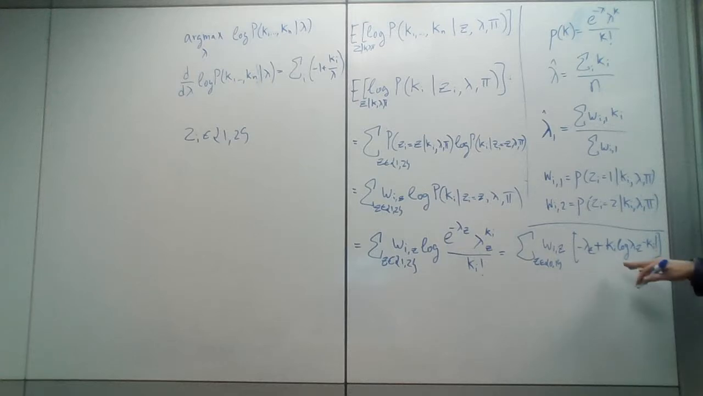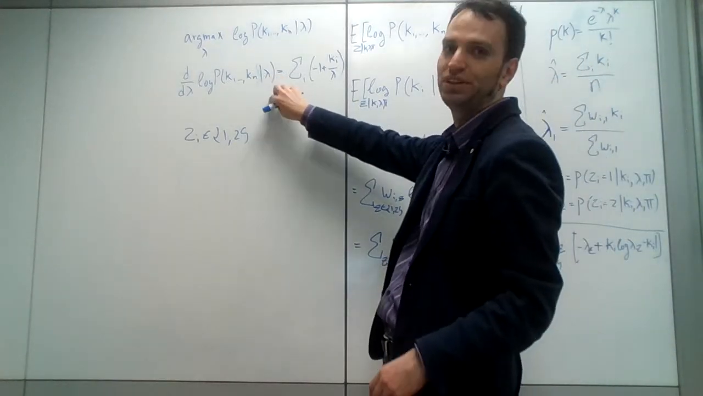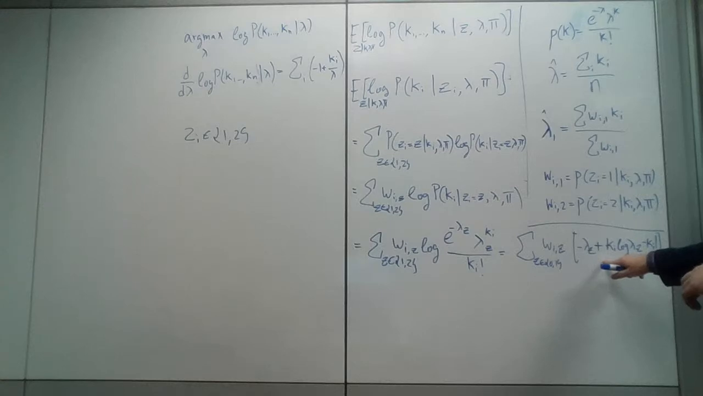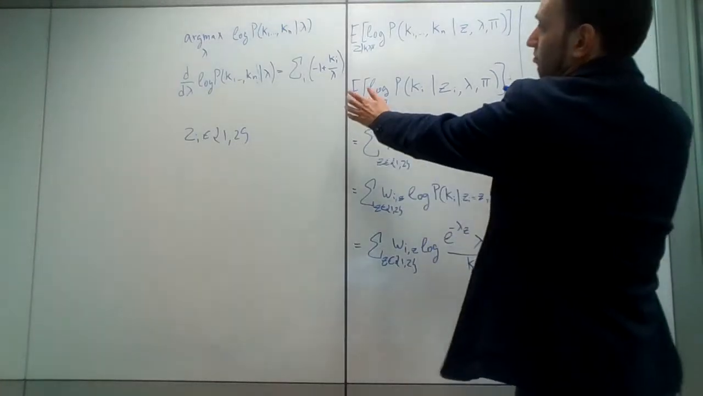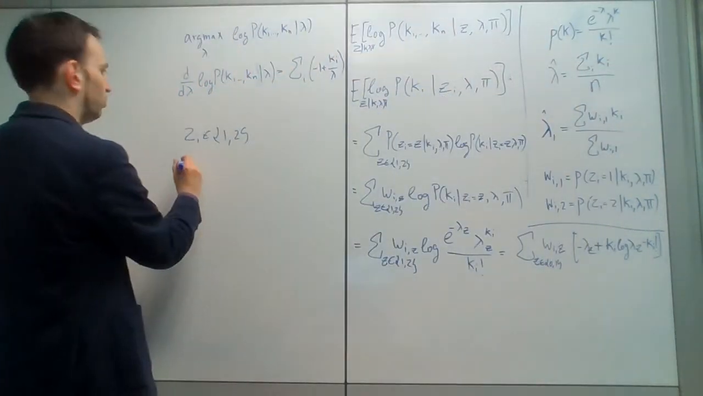So this is nice because this should remind you of what we got when we were computing this. So let's go a little bit further. Now that we have this, let's say that we want to take the derivative of this guy with respect to lambda 1. Why not, right? So what is it going to be?